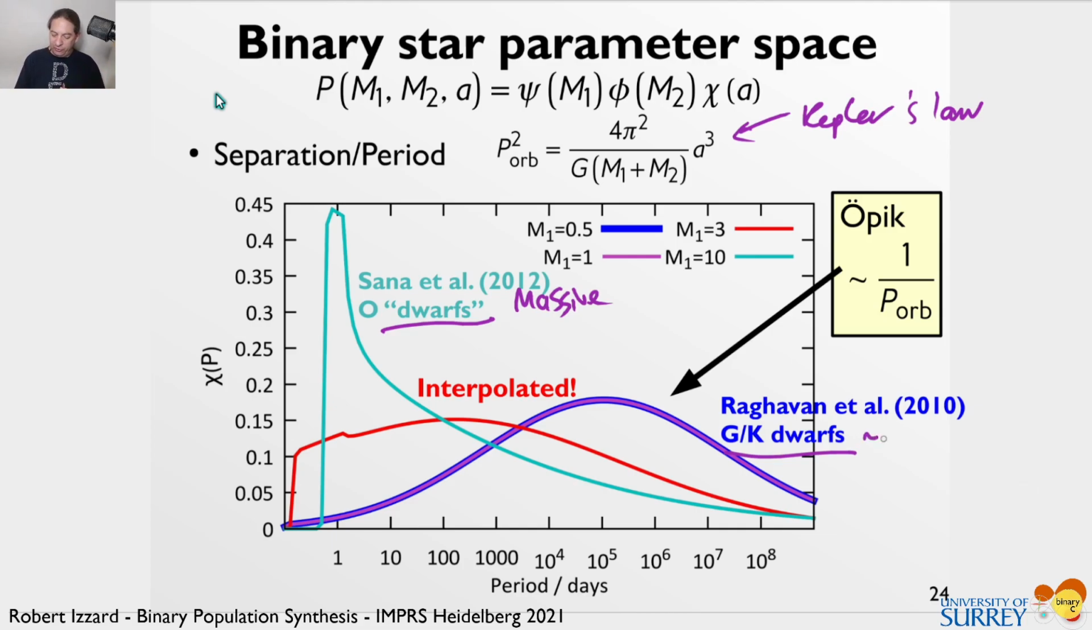The GK dwarfs are around 1 solar mass. They're in Raghavan's paper from 2010. You see they have a very different period distribution. Indeed, they peak out to around 10 to the 5 days, which is very, very long. Remember, a year is 365 days, so that's roughly 300 years for the period. That's crazy. That's extremely long binaries.